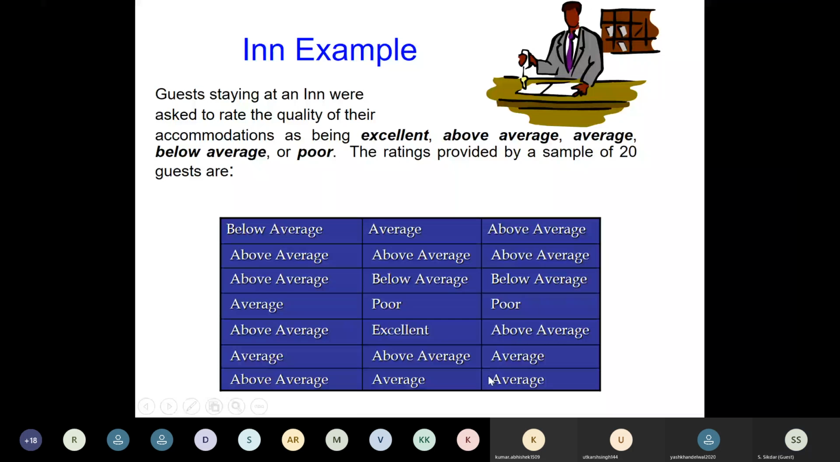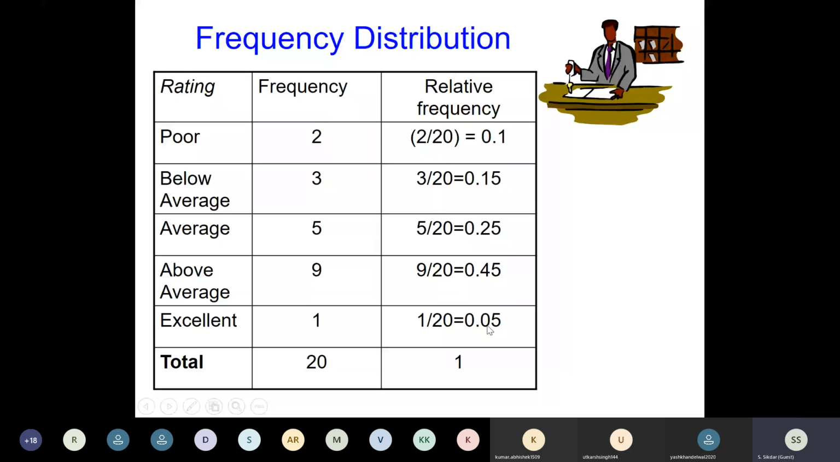Now we can have the frequency distribution. Poor, if we start counting, is 2 numbers. So frequency is 2 for poor, 3 for below average, 5 for average, 9 for above average, and 1 for excellent. The sum is 20. So what is the relative frequency? 2 by 20, 0.1, 0.15, 0.25, 0.45, and so on. If you add them up, it should give you 1, because this is all fractions.